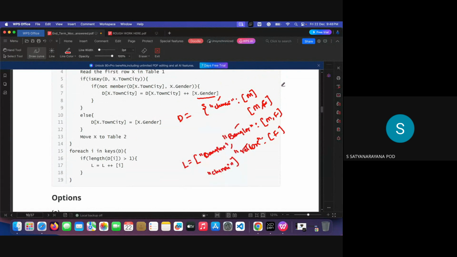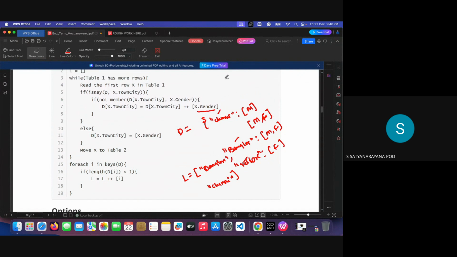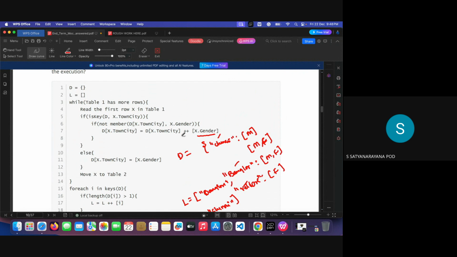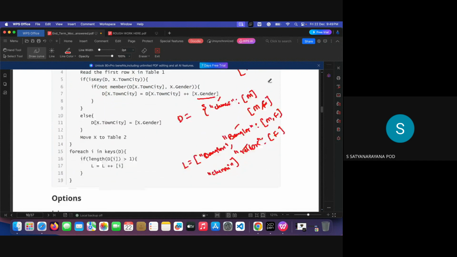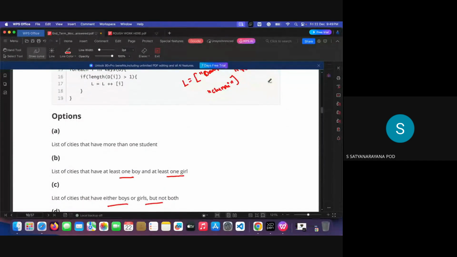M is not increased by M plus M plus M, and F is not increased by F plus F plus F. The gender is added only if the city does not already have it; otherwise it is added as a new gender. We have the possibility of only adding male and female, one male and one female. That is the thing. The right option is B. This is the right option. Clear? Fine.